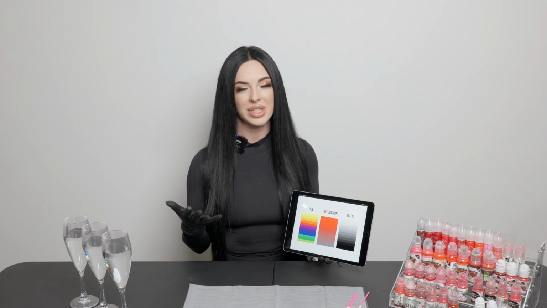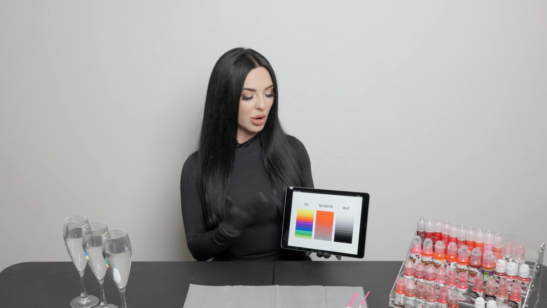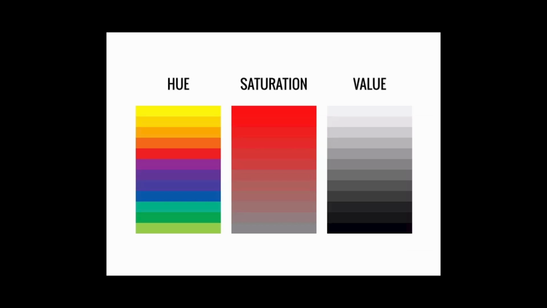What also differentiates color is saturation, which refers to the intensity and vividness of a color. The more highly saturated a color is, the more vivid it will be. The lower the saturation, the more gray it will look.